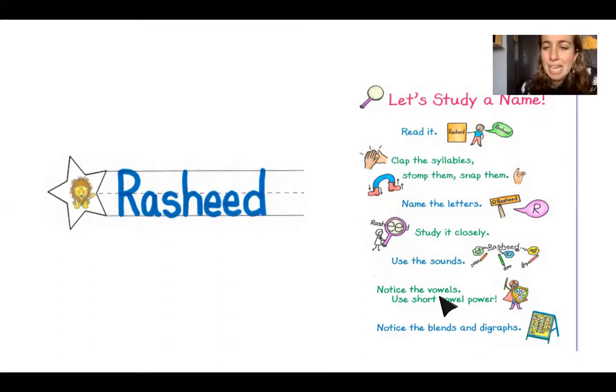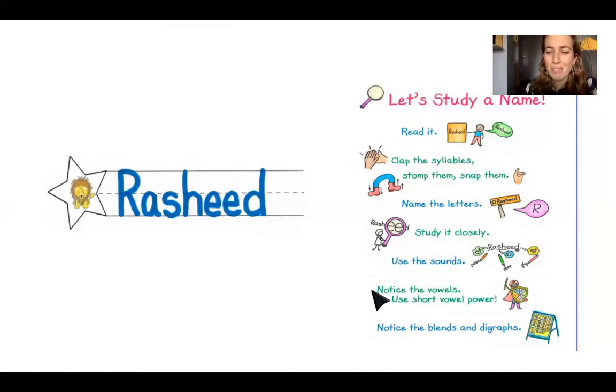Now let's use the sounds in Rasheed to make other words. Rasheed starts with the sound. What other words start with the sound? Yeah. Then at the end of Rasheed, I hear the D sound. What words end with the D sound? Okay, we use the sounds of the words.